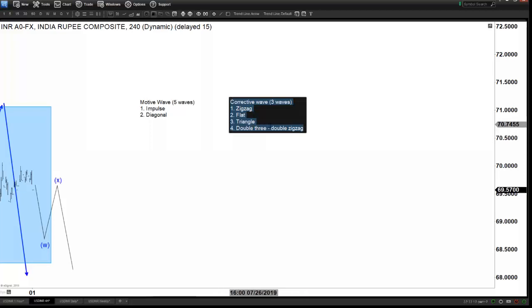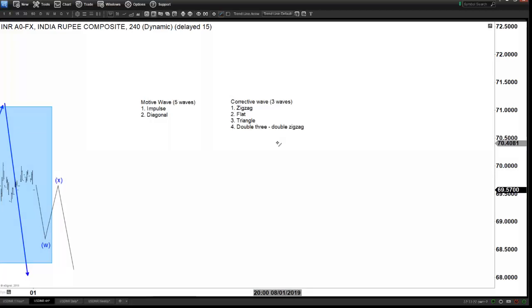So not too much for you to memorize. You can even memorize it now. 2 types: motive, which is 5 waves, and corrective, which is 3 waves. Motive has 2 different versions: impulse and diagonal. Corrective has 4: zigzag, flat, triangle, and double 3. Okay, so now going back here.